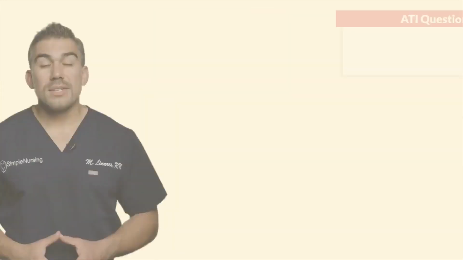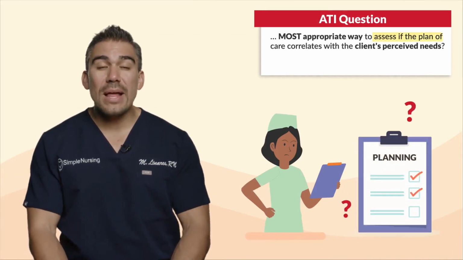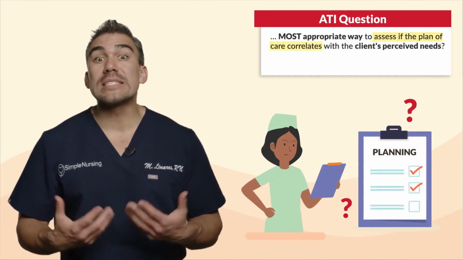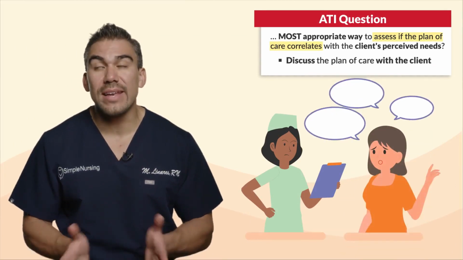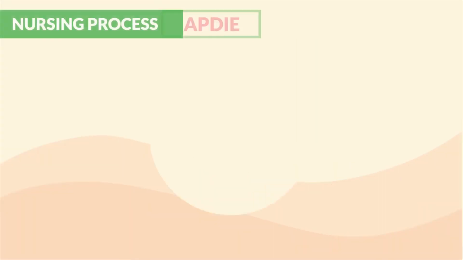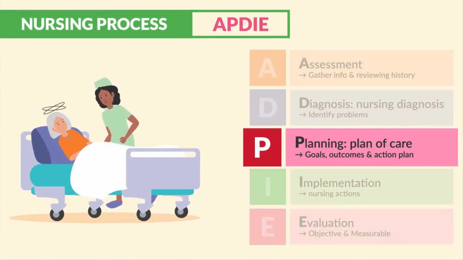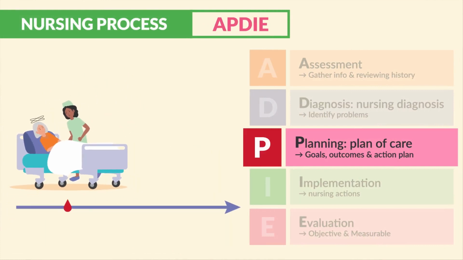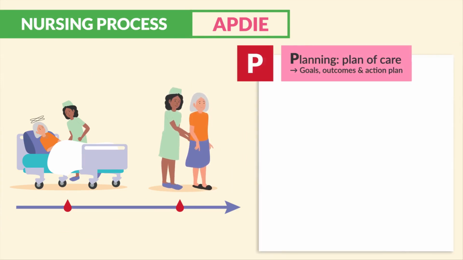So ATI mentions, what's the most appropriate way to assess if the plan of care correlates with the client's perceived needs? Discuss the plan of care with the client. Yes, don't forget about the client and their perceived needs here. For example, if the client comes in with dizziness and can't stand or walk, we first want to stabilize the client, and the long-term goal is to have them stand and walk without being dizzy or falling over. Simple enough, right? Well, we use the acronym SMART for client-centered goals.